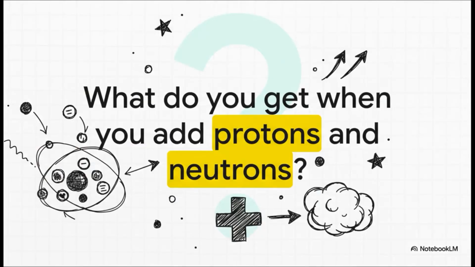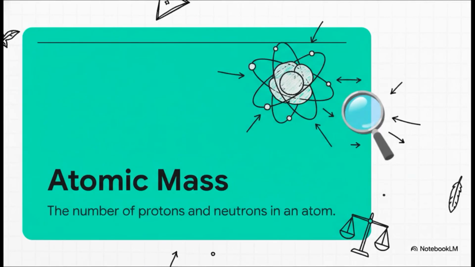All right, pop quiz time. Based on what we just saw, if you count up all the protons in that nucleus and you add all the neutrons, what does that number give you? You got it. It's the atomic mass. That's basically how we weigh an atom. And it makes sense that it's all in the nucleus because those little electrons are so incredibly light, they barely even register on the scale.